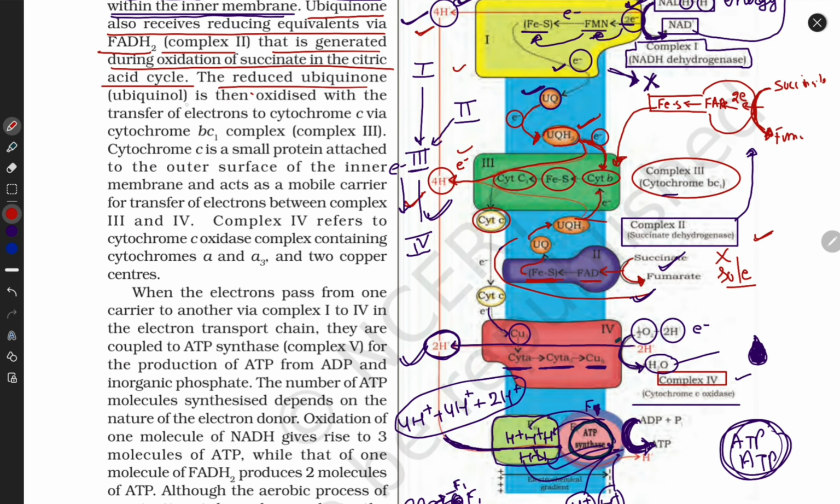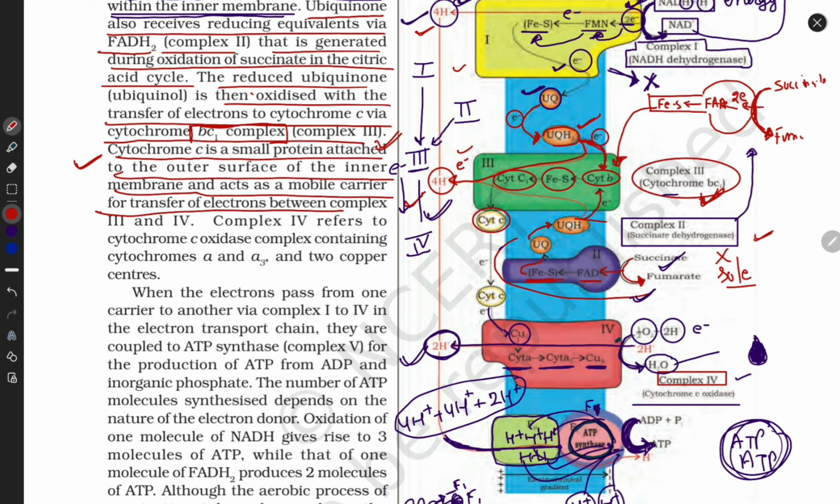The reduced ubiquinol is then oxidized with the transfer of electrons to cytochrome C via the cytochrome bc1 complex. What is the cytochrome bc1 complex? This is complex 3. Look here, remember their name, it is specific. Cytochrome C is a small protein attached to the outer surface of the inner membrane and acts as a mobile carrier for transport of electrons. They take electrons from complex 2, and they also take electrons from complex 1. Look, I'm writing here now.